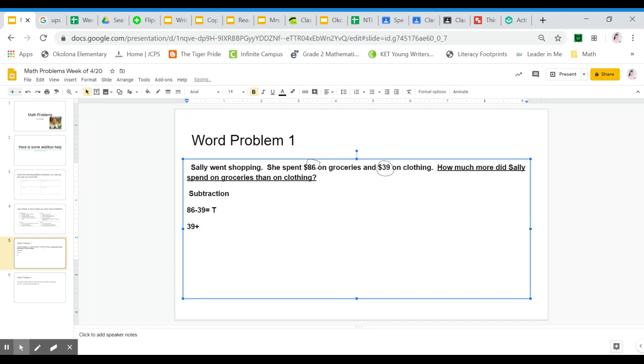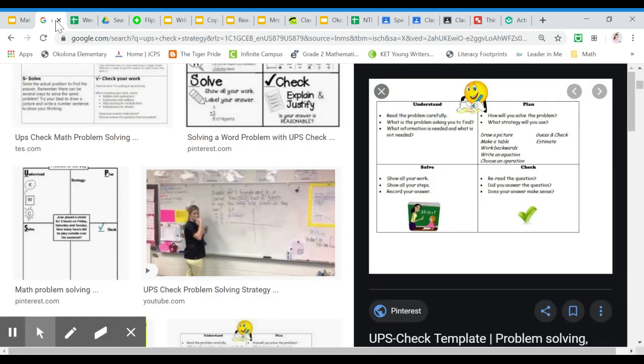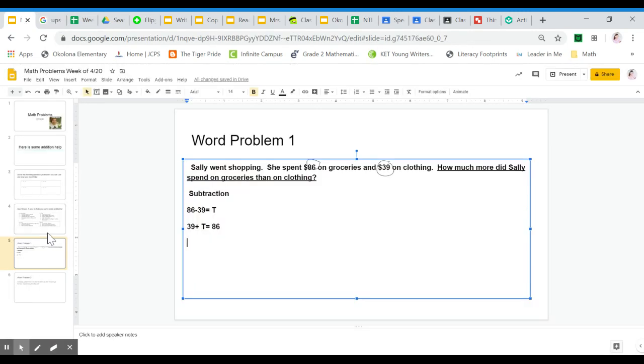39 plus P equals 86. Or 39 plus blank equals 86. What can I add to 39 to equal 86? So that's my equation. Okay, and we do talk about equations in class. And sometimes they just use a question mark or a blank space, and that's fine too.